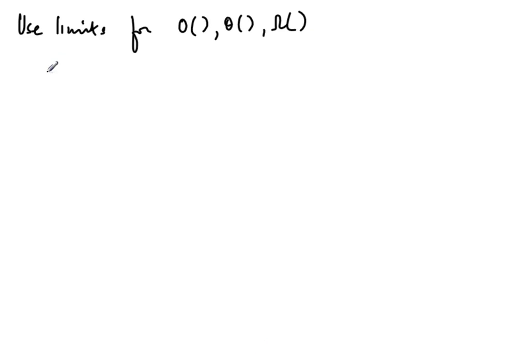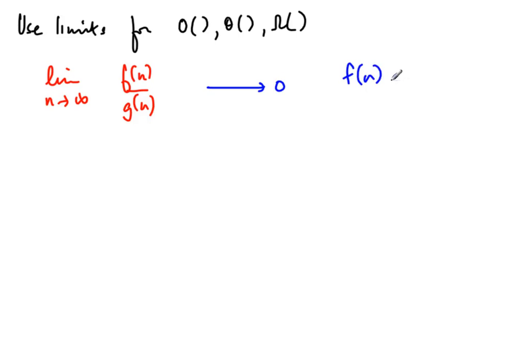So what we have seen is that we can use limits to compute big O, theta and omega. So the idea is that we take the limit as n tends to infinity of this ratio f of n by g of n and see what happens. So we could get a limit of 0, in which case f of n is smaller than g of n. So we could conclude that f of n is O of g of n, which as we have seen before is the same as saying that g of n is omega of f of n.